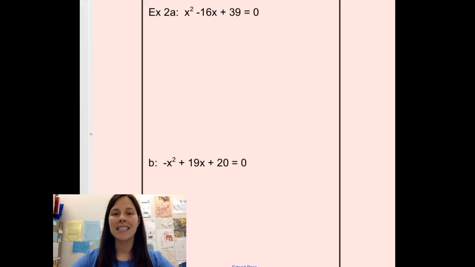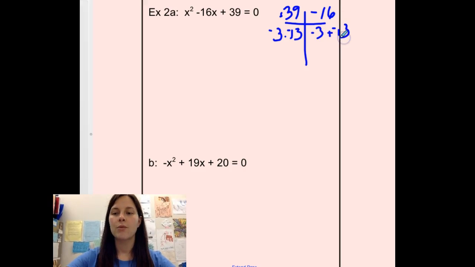Our next example is not in factored form, so we need to put it in factored form. We'll set up our t-chart. What multiplies to 39 and adds to -16? The only numbers other than 1 and 39 that multiply to 39 are 3 and 13. In order to add to a negative, we need to have at least one number be negative, but to multiply to a positive, we need both numbers to be negative. So -3 and -13 work, factoring this as x minus 3, x minus 13 equals 0.